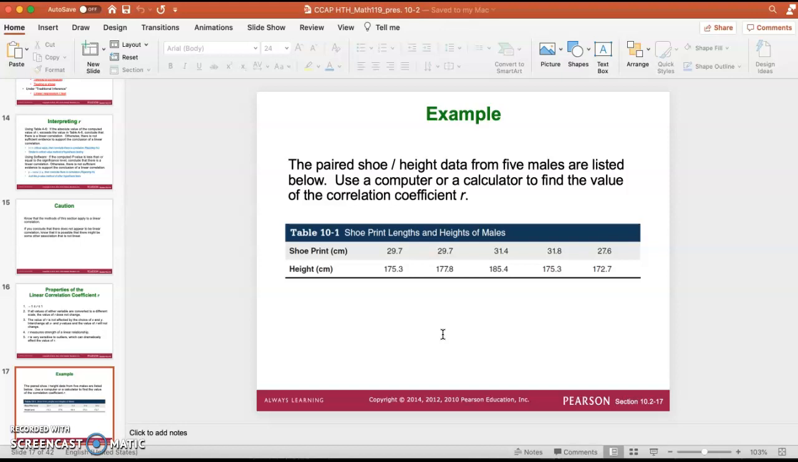Okay, so now to finally start with an example here. This is a table of some shoe print sizes and then heights from 5 males listed below. And now we're going to use the computer or calculator to find the value of the correlation coefficient r. So again, when you do that, you can use those formulas or you can use some of the Statsmatic applets. I would recommend the applets again still.